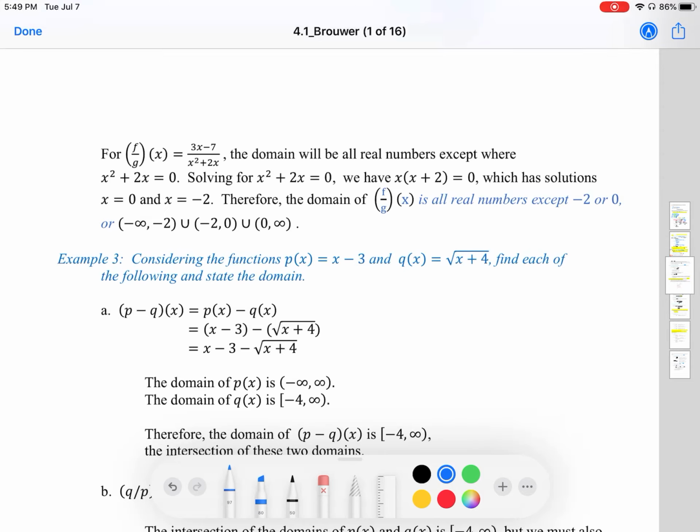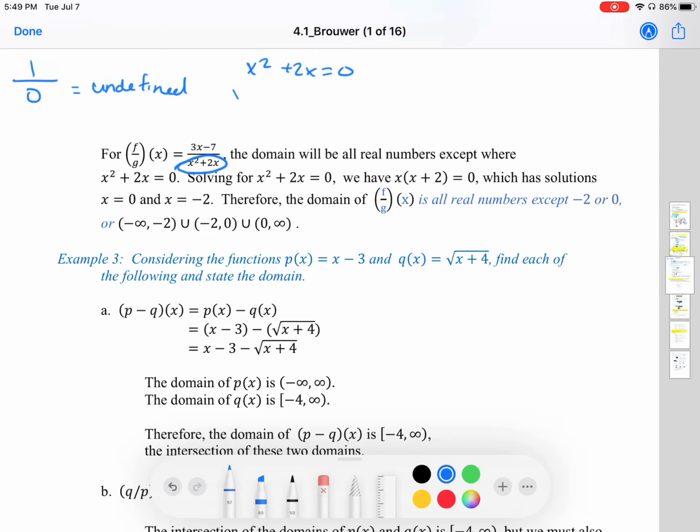F over g of x. The domain is all real numbers except where our domain gives us a problem. So remember, the problem is it can never be 0 in the denominator. That makes it undefined. So we need to find out what values make your denominator 0, which is x squared plus 2x. We need to solve for it.